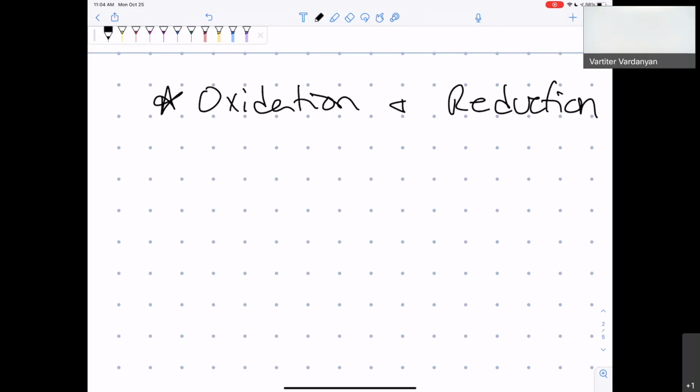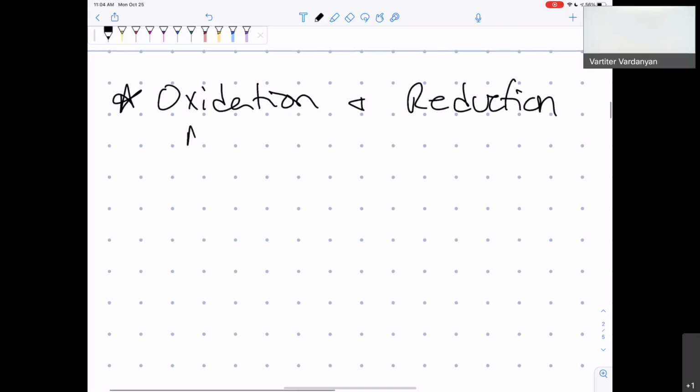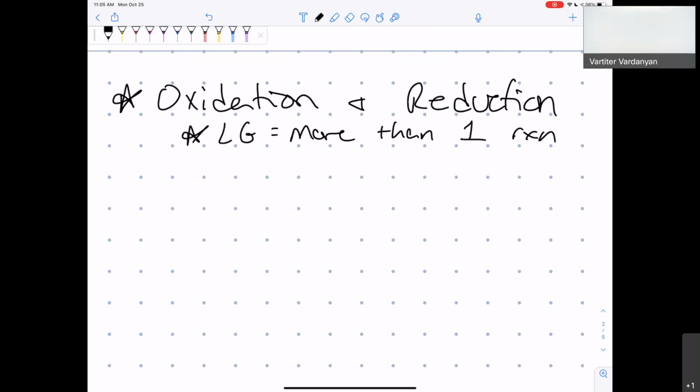Yeah, okay. So when we have leaving groups and a reduction reaction, we can react more than one time. So I'm just going to write leaving groups equal R then reaction.